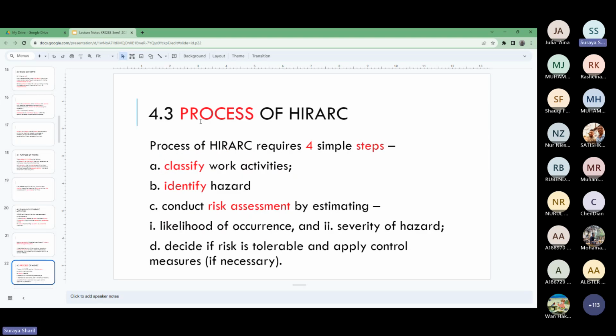So the process of HIRARC, there are 4 simple steps. One, to classify work activities. B, to identify hazards. C, to conduct risk assessment by estimating likelihood of occurrence and severity of the hazard. And D, to decide if the risk is tolerable and apply control measures if necessary.